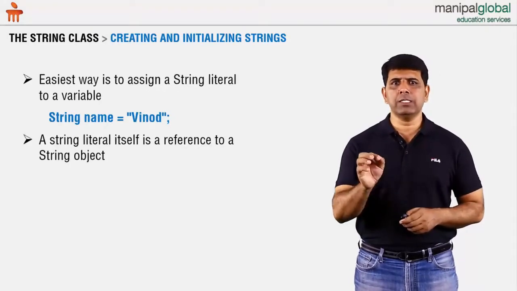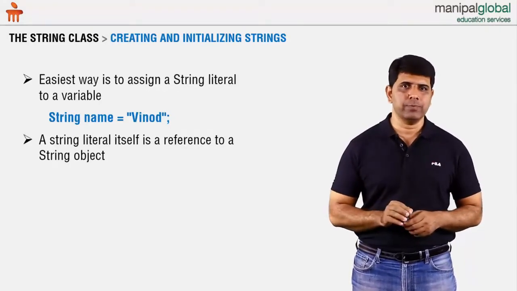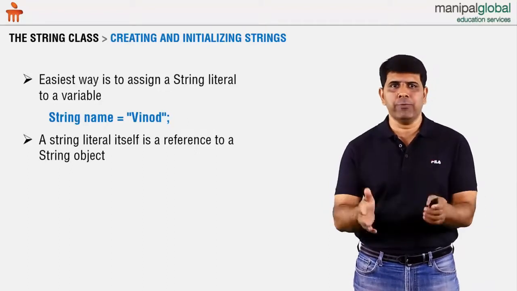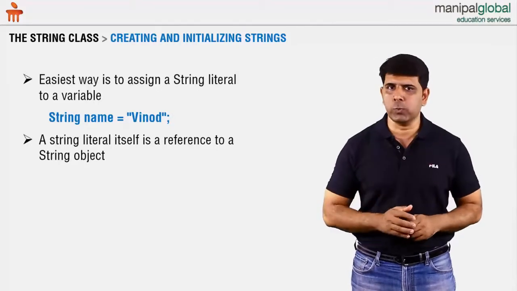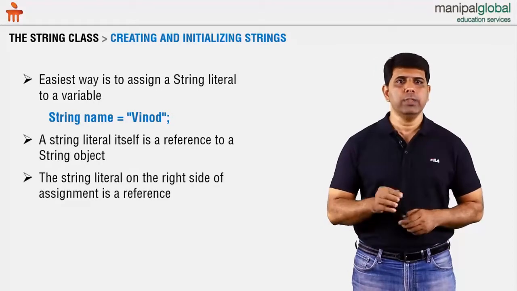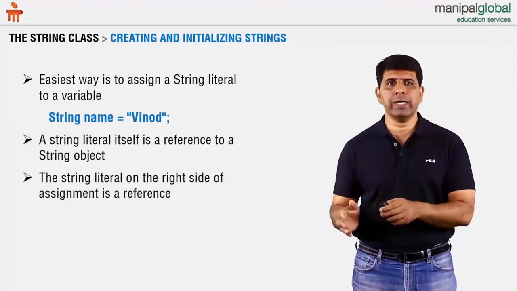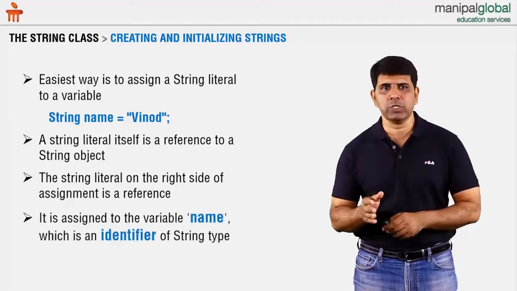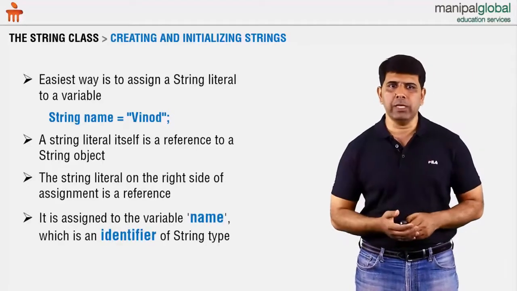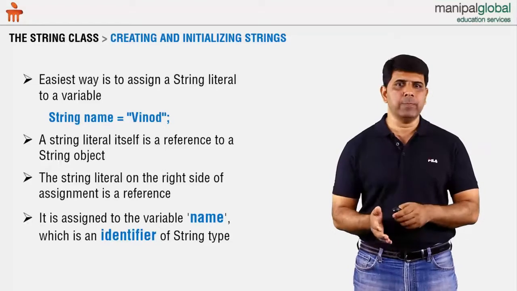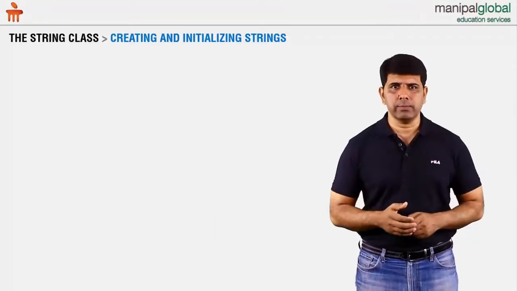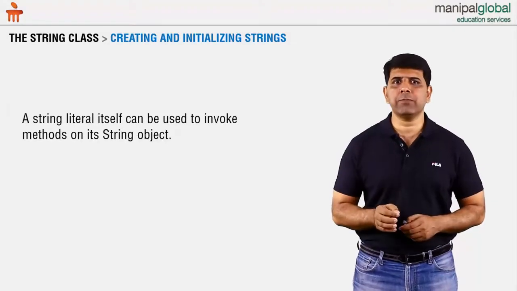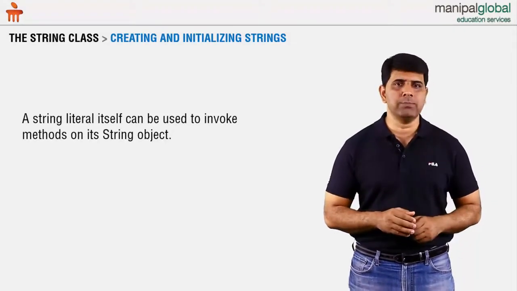A string literal itself is a reference to a string object. So like name is a reference, the double quoted text Vinod is also a reference. The string literal on the right hand side of the assignment is a reference and it is assigned to a variable name which is an identifier. Both of them are references. So where is the object? A string literal itself can be used to invoke methods on the string object as well.